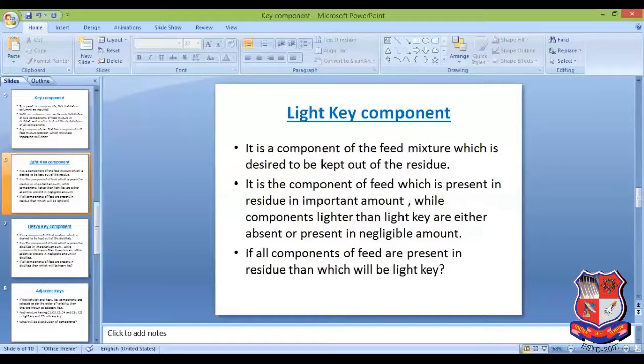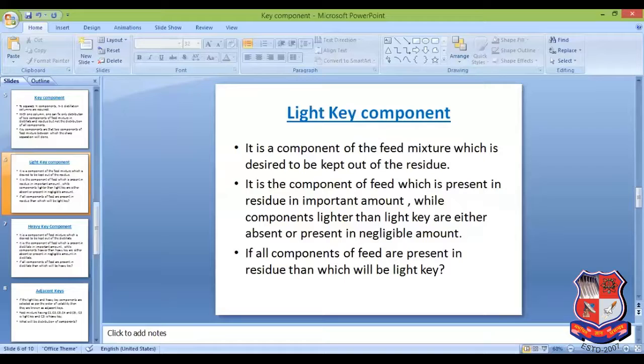So similarly over here, the light key component which we choose, we want to keep it out from the residue, but still it will be there in some significant amount, say 2%, 5%, 1%, like that, right? But the components which are lighter than light key are either absent or present in a negligible amount, right?